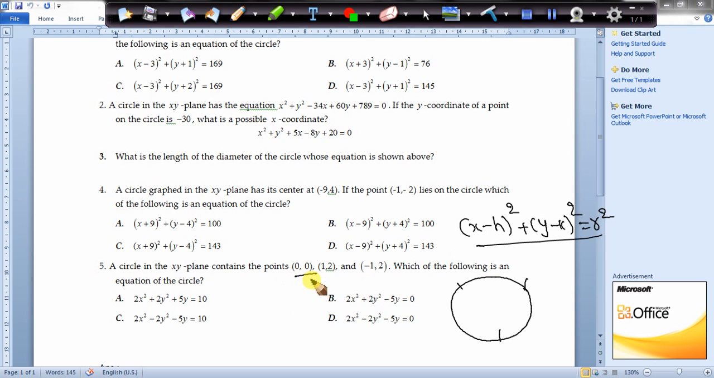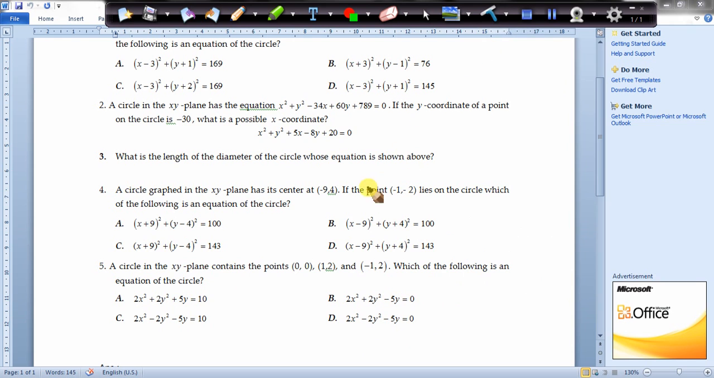Since the circle passes through 0, 0, when I replace x with 0 and y with 0, the equation should be satisfied. When I replace x 0, y 0, 0 equal to 10 is meaningless, so 0 equal to 0 means either B or D should be the answer. Now if I replace 1, 2, I get 2 into 1 is 2 plus 2 into 4 is 8, 10 minus 10 is 0, which is correct. Let me see in this one, 2 minus 8 minus 10, which is not equal to 0, so B should be the correct answer. So the process of elimination also works.